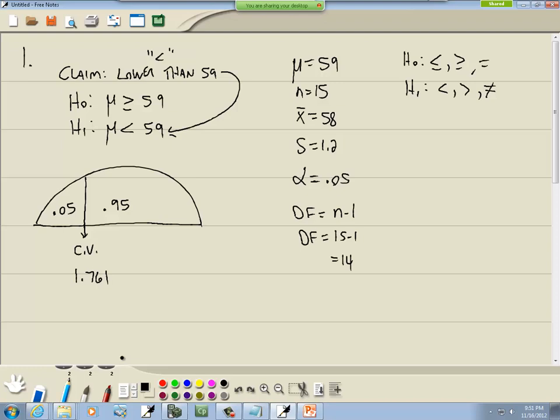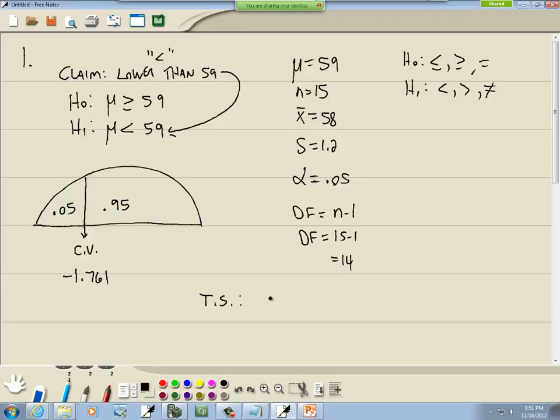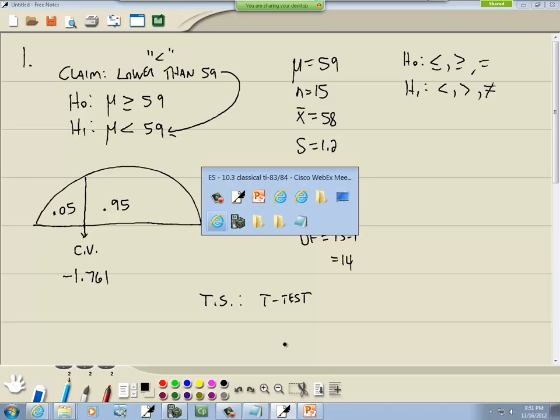Now, this only applies on a t-distribution table, so don't use it everywhere. It definitely doesn't apply on the chi-square. In your t-distribution table, if your critical value is on the left side, it's negative. If it's on the right side, it's positive. So that's a negative 1.761. Now for our test statistic, it tells us to use a t-test. So let's go to the t-test.